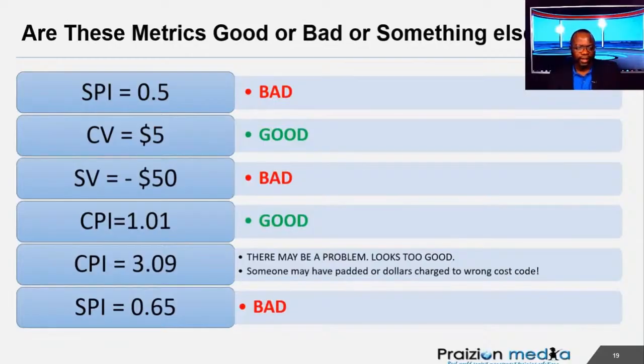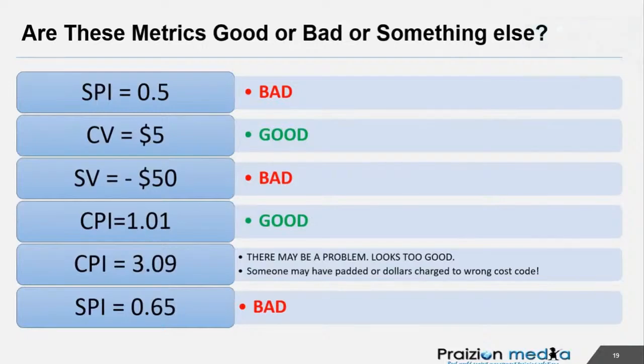So let me take my shot out of the slide so you guys can see the full picture, all right? SPI equals 0.65 is blatantly bad. That means you plan to get something done and you only got 0.65 of it done.